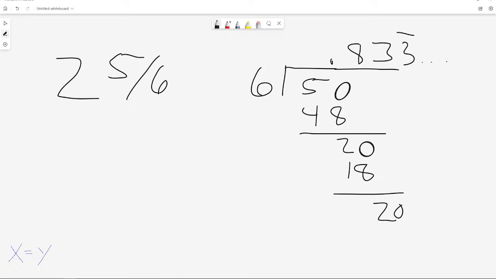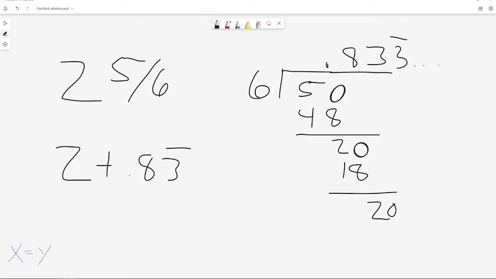So now that we did the long division on this part, we can go 2 plus 0.8 3. And the hat tells us that 3 repeats for infinity and beyond. And there's your answer.